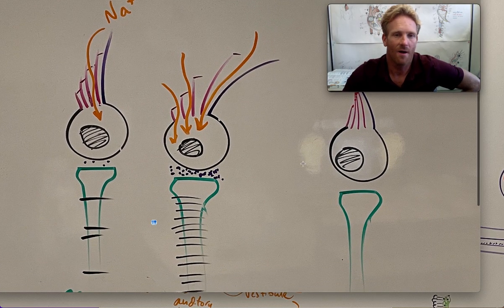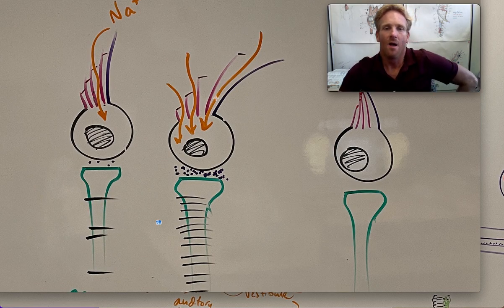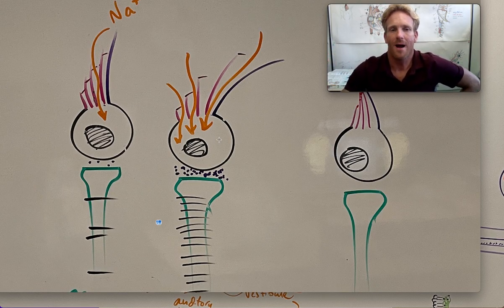If the cilia are deflected to the right in this direction, that opens up the gaps between the cilia. And that will allow much more sodium to enter the cell, causing a much more dramatic depolarization, which will then trigger the connected afferent neuron to fire a bunch of action potentials back to back to back.